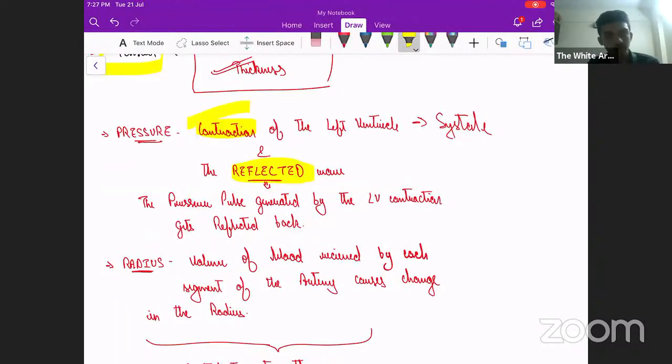This generates a pressure wave, contraction of the left ventricle. It generates a pressure wave. So this pressure wave which travels, it is not an open system. It is a closed system. It goes, hits the periphery and comes back. So at every branching point, it goes, hits and gets reflected.